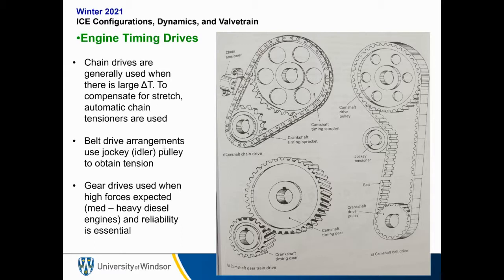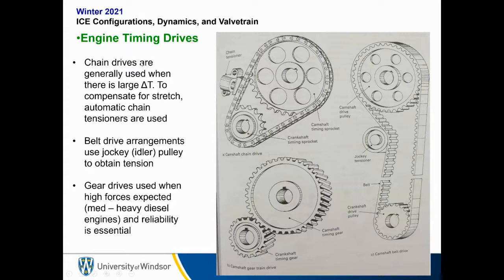We can also have belt drive arrangements which use jockey or idler pulleys to obtain tension. Then finally, we have gear drives, which are used when high forces are expected. So medium to heavy duty diesel engines and reliability is essential. So most vehicles are going to use a belt drive. Why? Because belt drives are much cheaper to implement than the other two.